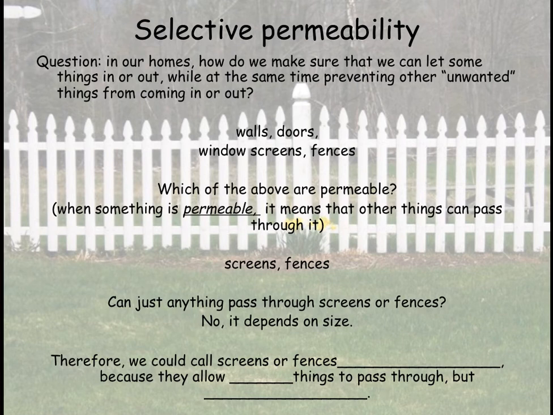Therefore, we could call screens or fences by the special term selectively permeable because they allow some things to pass through, but not everything. In other words, they are picky or selective about what they let through.